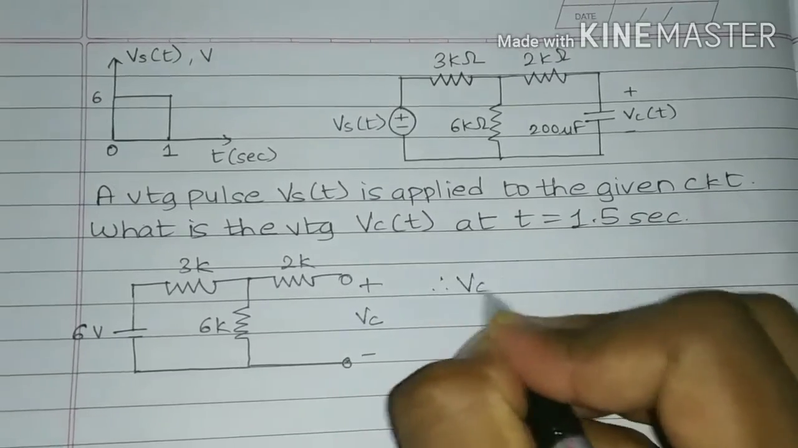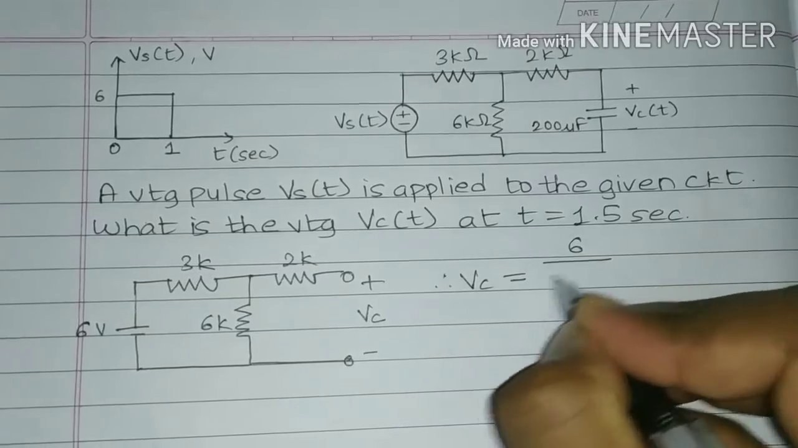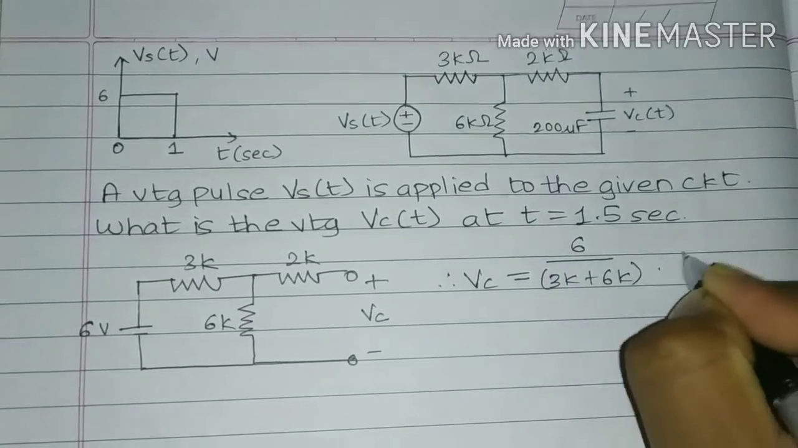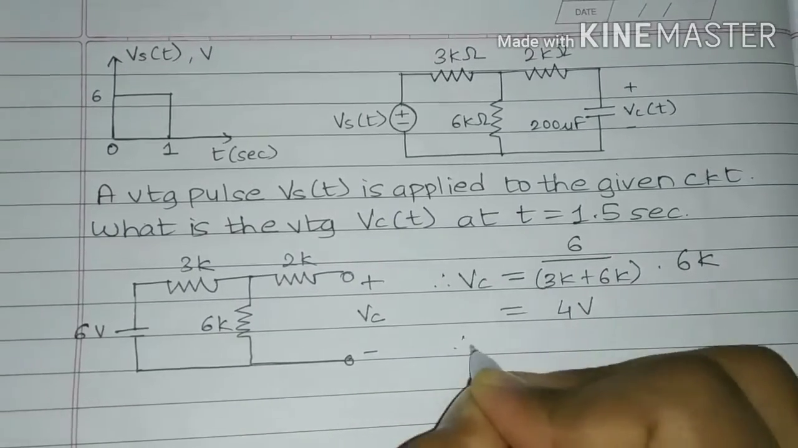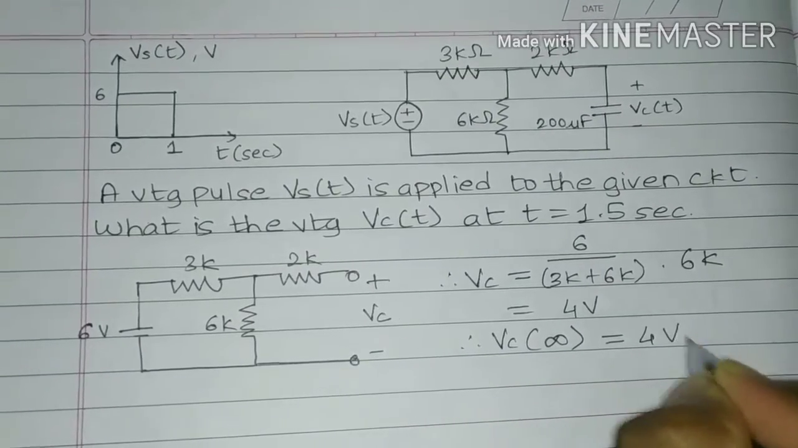So now VC will be 6 upon 3k plus 6k, which is the current flowing, into 6k, which is the voltage, and it turns out to be 4 volts. Therefore VC of infinity is equal to 4 volt.